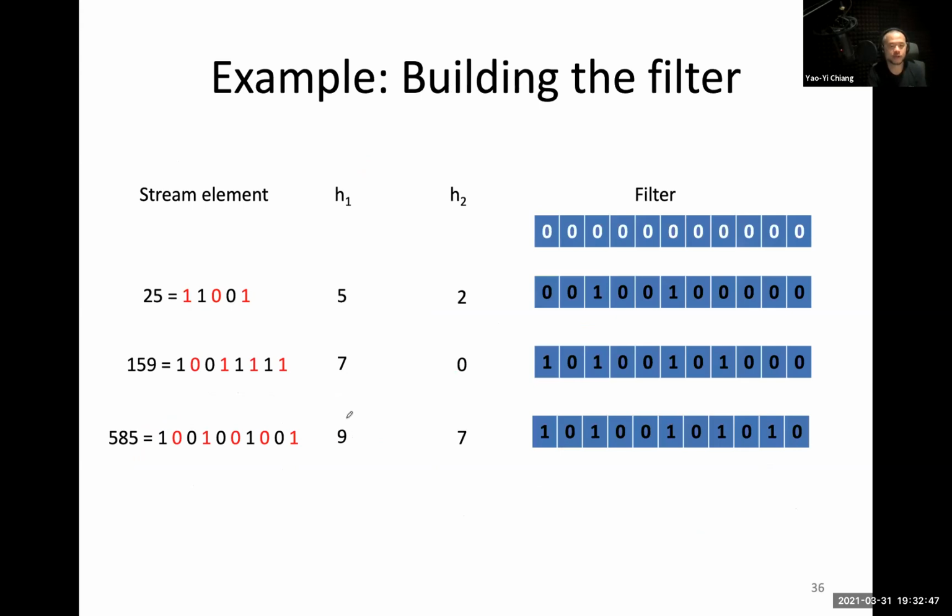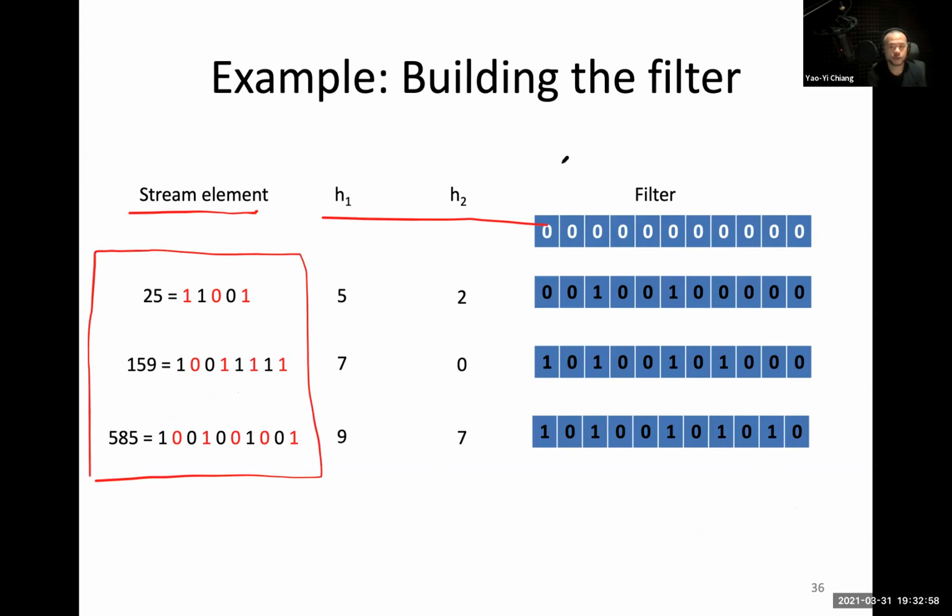So let's look at how we construct the filter. Say these are the stream elements, these are the hash functions, and these are all the stream elements you already have in the database. And this is your filter. Originally your filter contained all zeros. When you scan your S set, your database, you see a 25, and you start to apply the hash functions, so you count the odd and even bits. In this case, hash function number 1 takes 25 and returns 5. Hash function 2 takes 25 and returns 2.